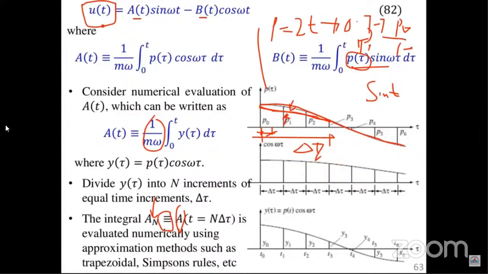We may also want to know at this time, t equals maybe 5 seconds, what will be the displacement? Will the displacement be within our allowable limits? That is the response we are analyzing.